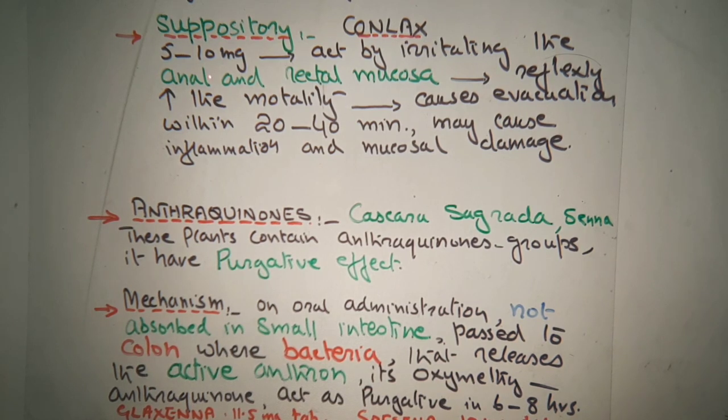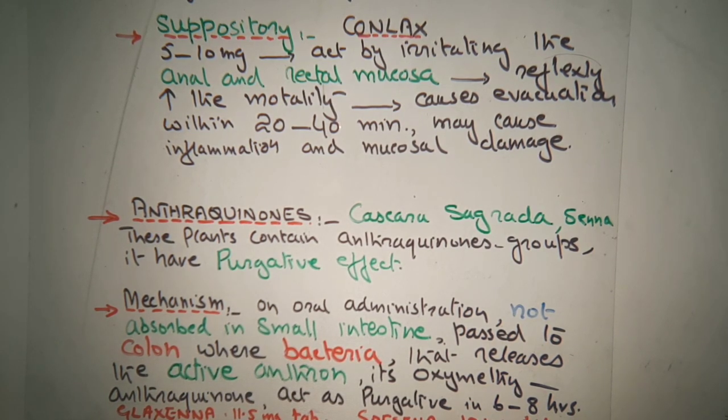Now the 10 milligram dose acts by irritating the anal and rectal mucosa, because I have told you about the route of administration through the anus. You have studied the different routes of administration of drugs, that is enteral, parenteral, thecal, anal. So this is the anal route of administration. It reflexively increases the motility of the gut and causes evacuation within 20 to 40 minutes. So before surgery, this in the form of enema should be given to the patient.